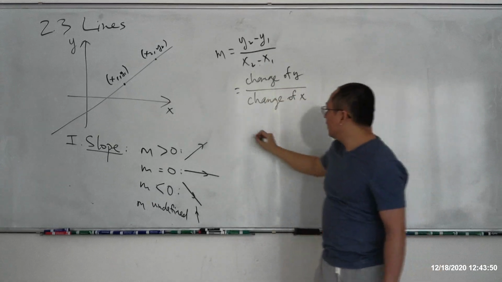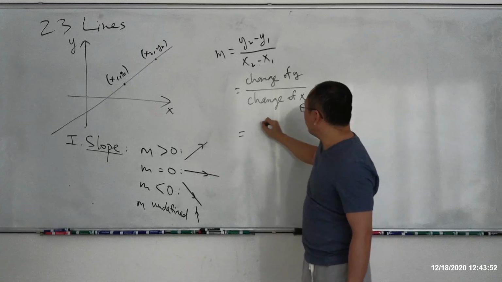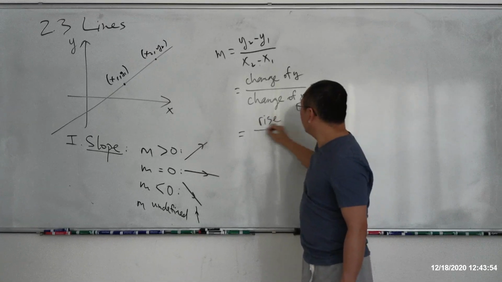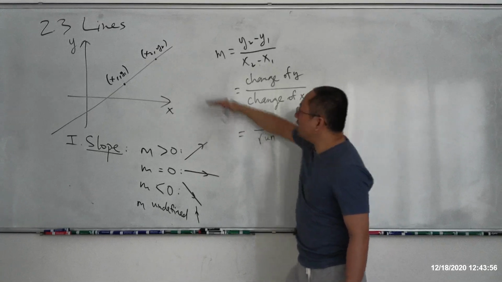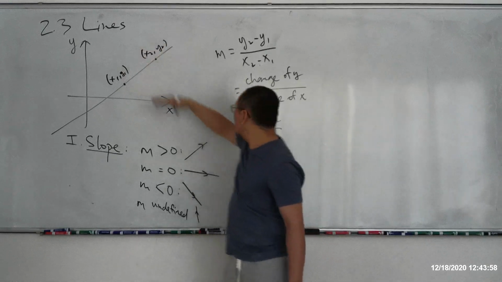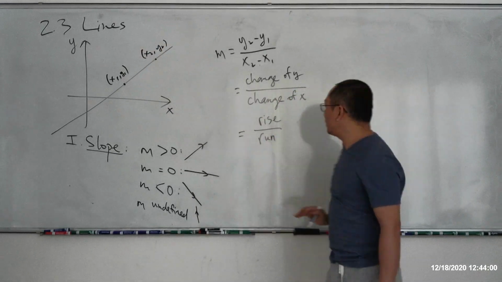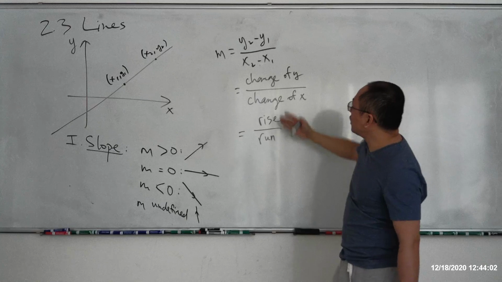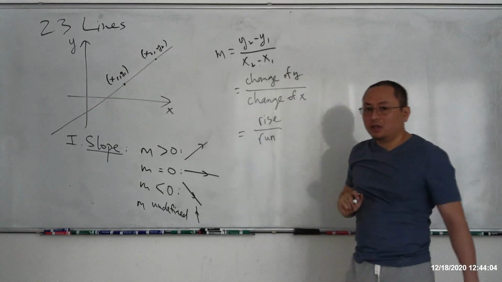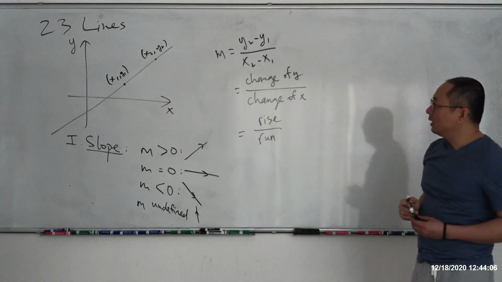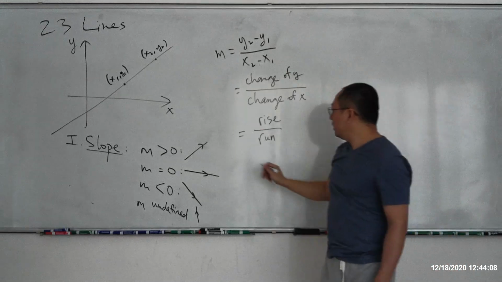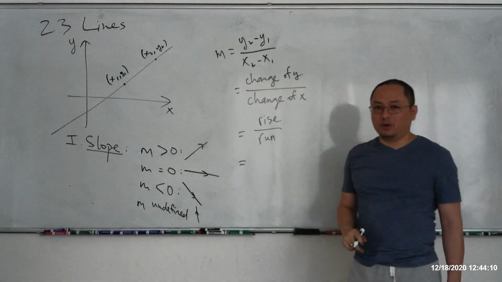Okay? Or I heard many people say what? Rise over run. Rise means going up and down, right? Change of y. And run is going left and right, change of x. So the ratio of change of y over change of x is going to give you the number m, which is called the slope of the line.